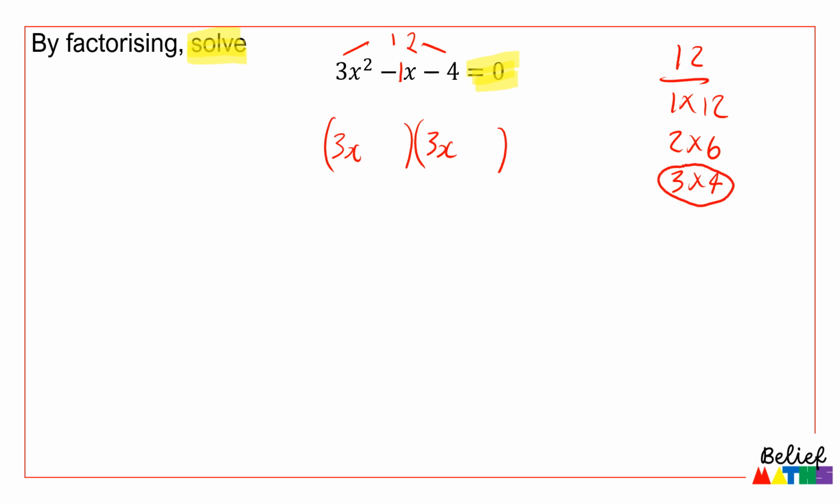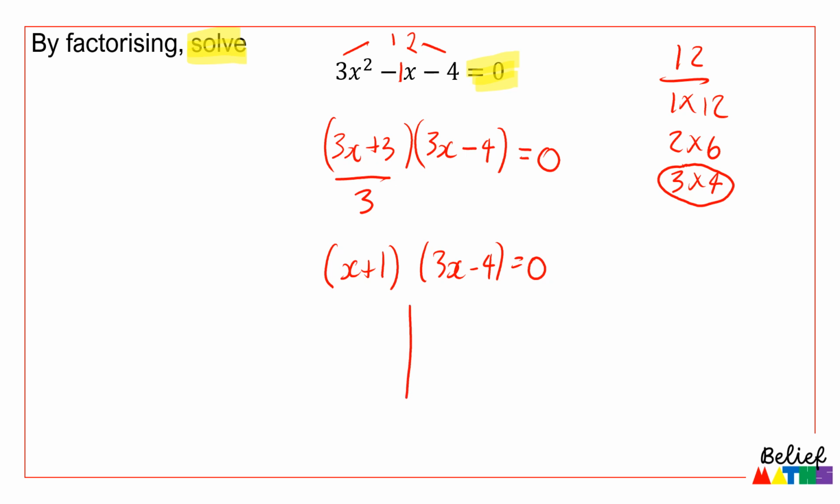To make negative 1, we're going to do positive 3 and negative 4, because 4 take away 3 is minus 1. Again, to balance out from multiplying by 3 at the start, we're going to divide our first bracket by 3, and we get x plus 1 and 3x minus 4. Now, each of those are actually equal to 0. To solve this, all we need to do is let each bracket equal to 0.